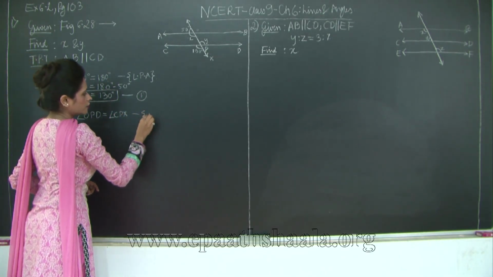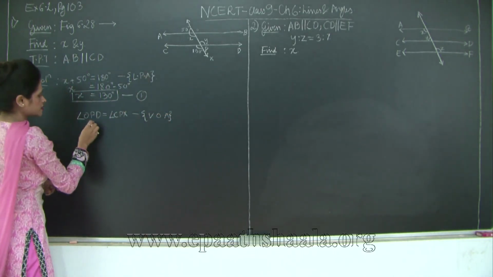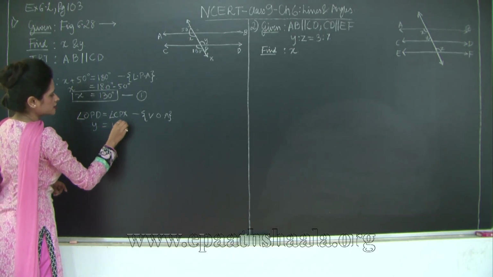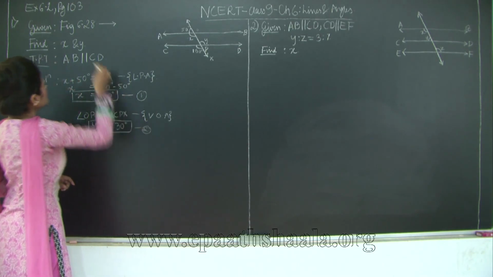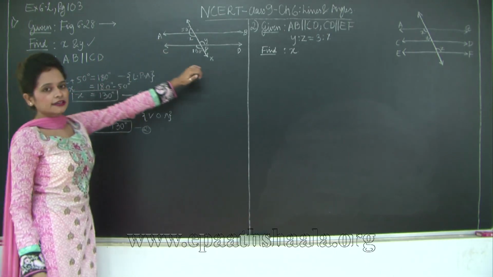Why? Vertically opposite angles. But OPD is what? It is y, and CPX is 130 degrees. So, therefore, I have found the first section, which is find x and y. Now, I need to prove that AB is parallel to CD.